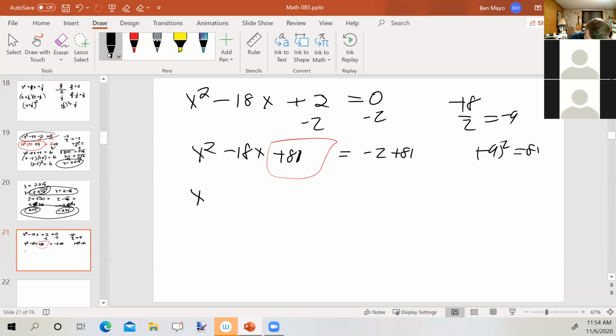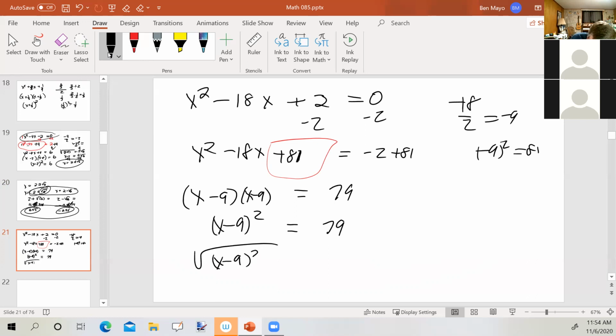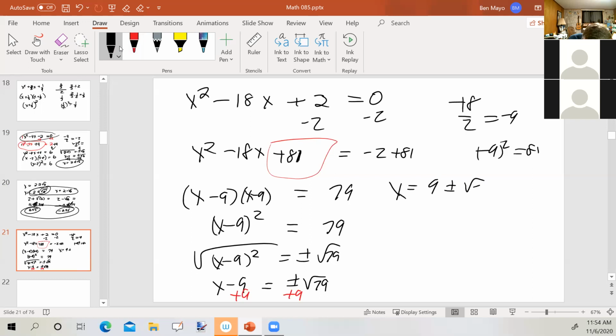On the left side, I've got x minus 9 times x minus 9, or x minus 9 squared. On the right side of the equation, I've got 79. All right, so now we're ready to take the square root of both sides. Plus or minus the square root of 79. x minus 9 equals plus or minus the square root of 79. I'm going to add 9 to both sides. x equals 9 plus or minus the square root of 79. 79 is prime. I can't simplify that radical any further.